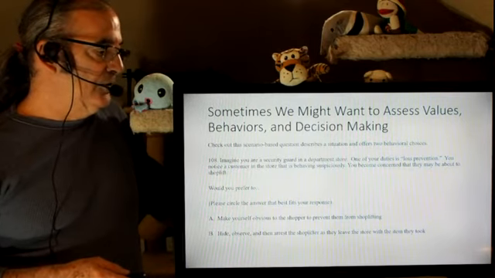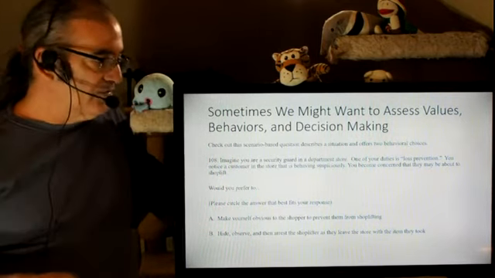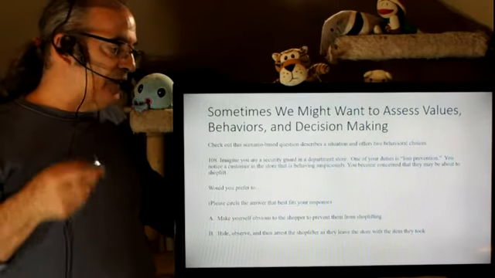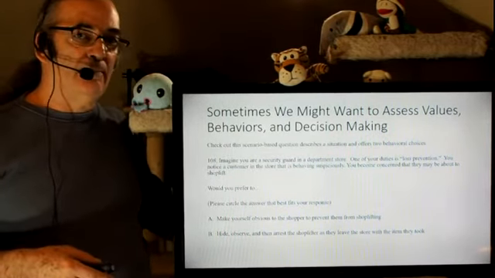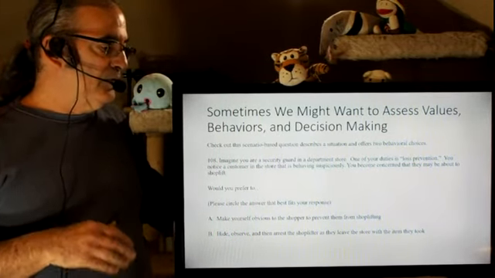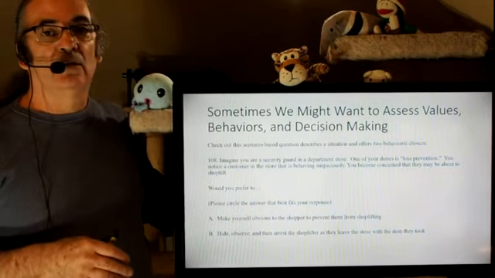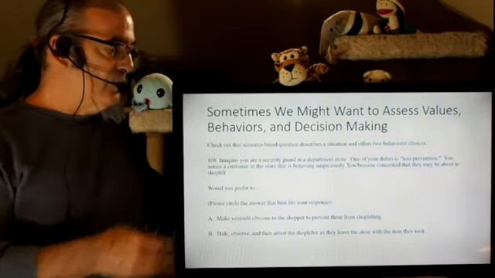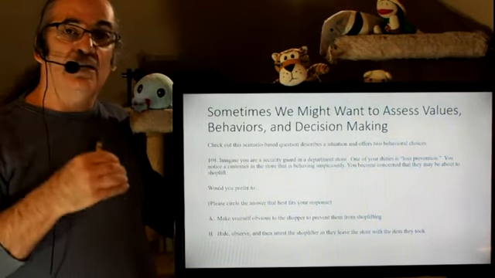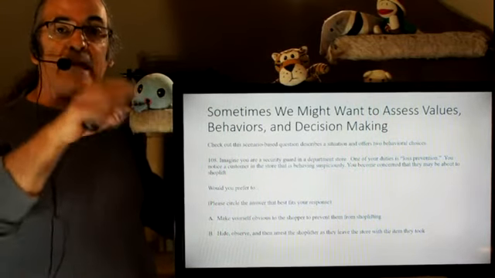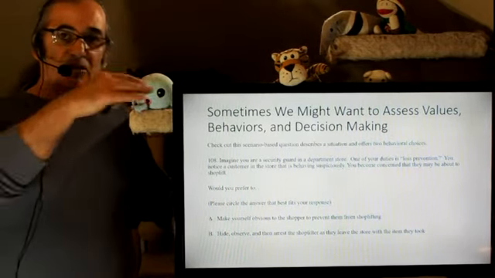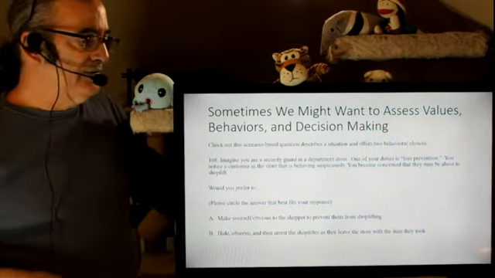Would you prefer to, and notice, very specific instruction, please circle the answer that best fits your response. Would you make yourself obvious to the shopper to prevent them from shoplifting? Or would you hide, observe, and then arrest the shoplifter as they leave the store with the item they took? And notice, one is prevention-oriented, that's A. The other is predator-oriented, that is, I'm going to lay in wait and pounce on my prey at the appropriate time. So you can see how that dovetails with the question previously.